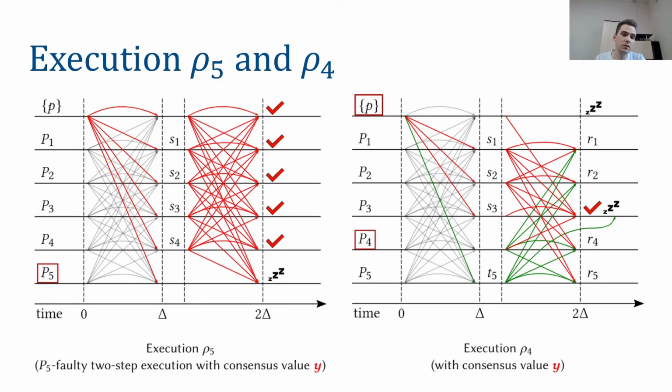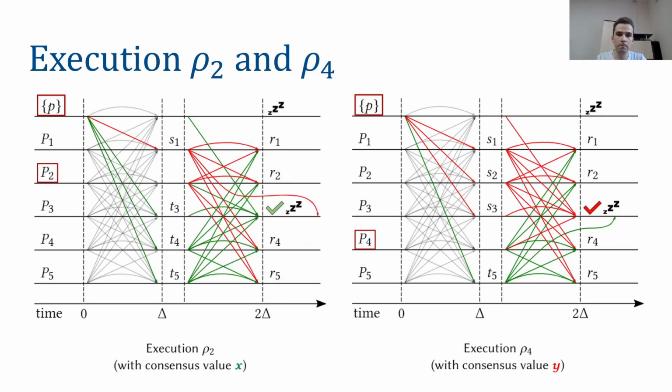Similarly, we can construct execution row 5 in such a way that processes in P3 will decide value y. Again, the process P is Byzantine and equivocates, but this time group P4 cooperates with process P and sends different messages in the second round. And messages from group P5 to P3 are delayed so that they arrive after the second round.